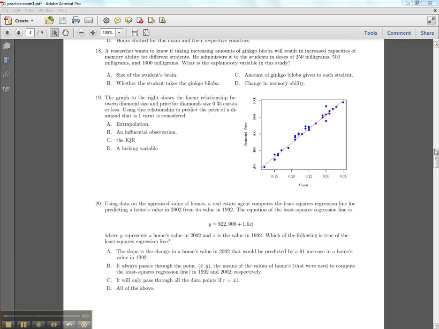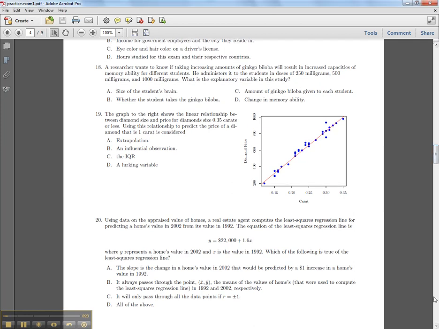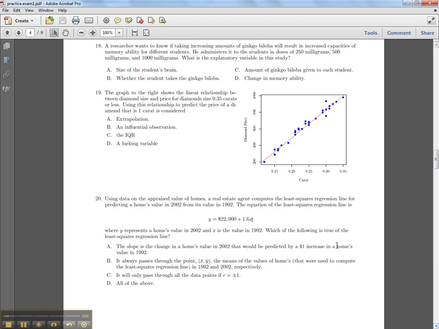Hopefully at this point you guys are skilled in recognizing what explanatory and response variables are. The explanatory variable, again, is the independent variable, and it's on the x-axis, and it's the thing that you can change. And the response variable is the dependent variable. They just respond to the different changes we make on the explanatory variable. So it's clear here that we are administering different milligrams of ginkgo biloba to students. So it's pretty straightforward that the ginkgo biloba is the explanatory variable, and the response is the increased capacity or the change in memory ability for different students, right?